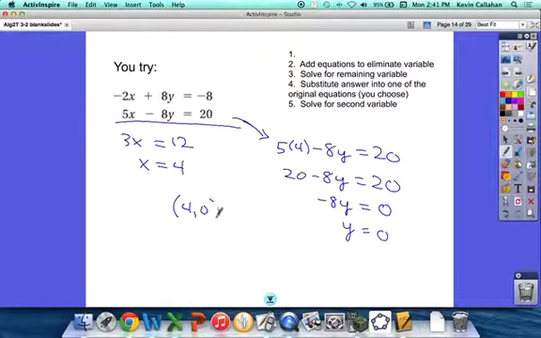4, 0. Which quadrant is that in? Where is it? It's on the x-axis, right? Because the y is 0. It's not actually in a quadrant. It's along the x-axis. Trick question.